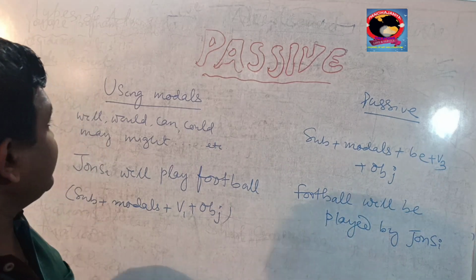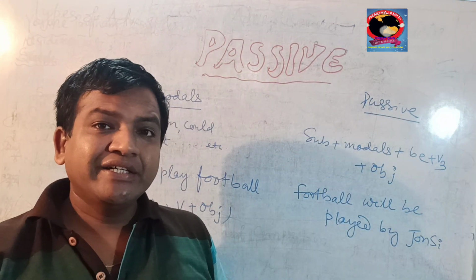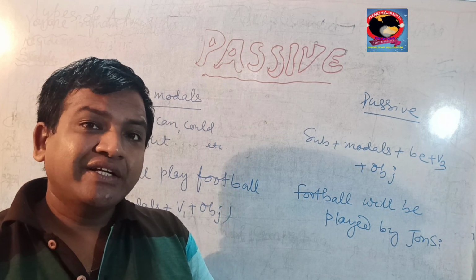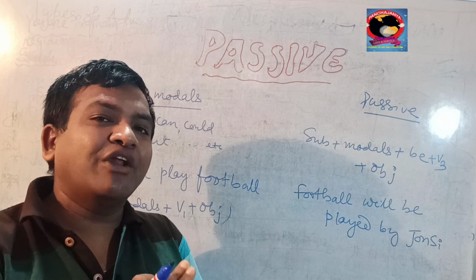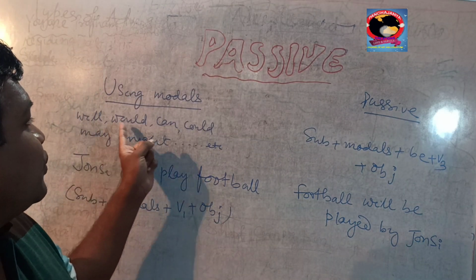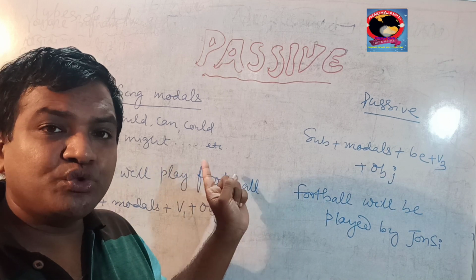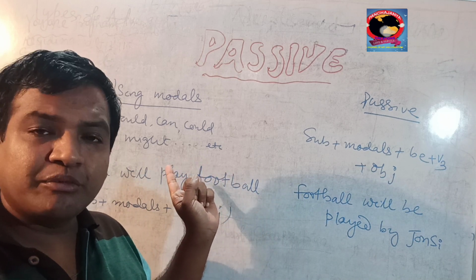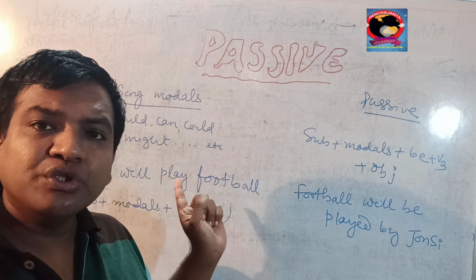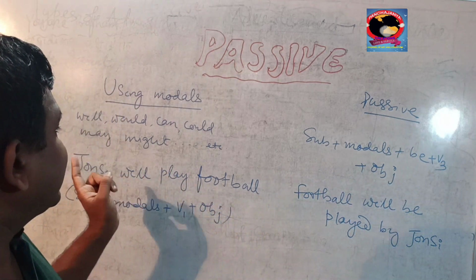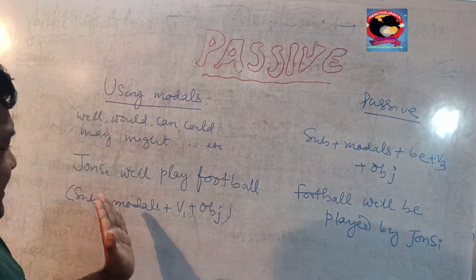So here you see using modals. 13 primary auxiliaries and 13 modal auxiliaries are there, like will, would, can, could, may, might, shall, should, then ought to, then used to, then need to, like that. 13 modals are there. Now let us see the use.